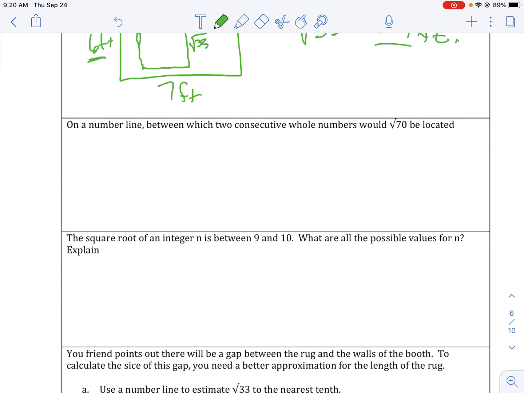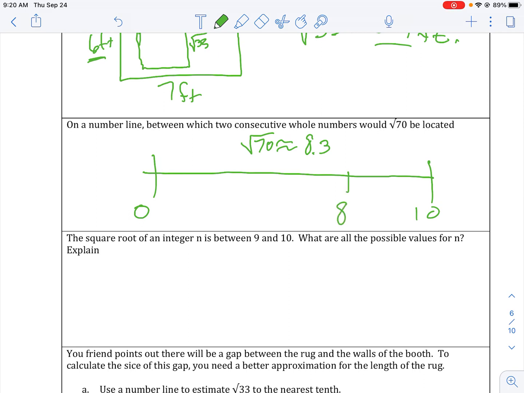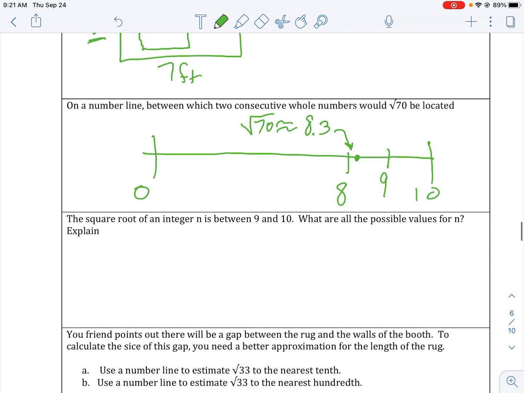On the number line, between which two consecutive whole numbers is the square root of 70? So if this is a 0 and this is, let's say, 10, we're going to plug the square root of 70 into our calculator. Second, x squared, type 70, hit equals, and we get about 8.3. So there's 8, right? 8.3 is probably right around there on the number line. So the next number up is going to be 9.